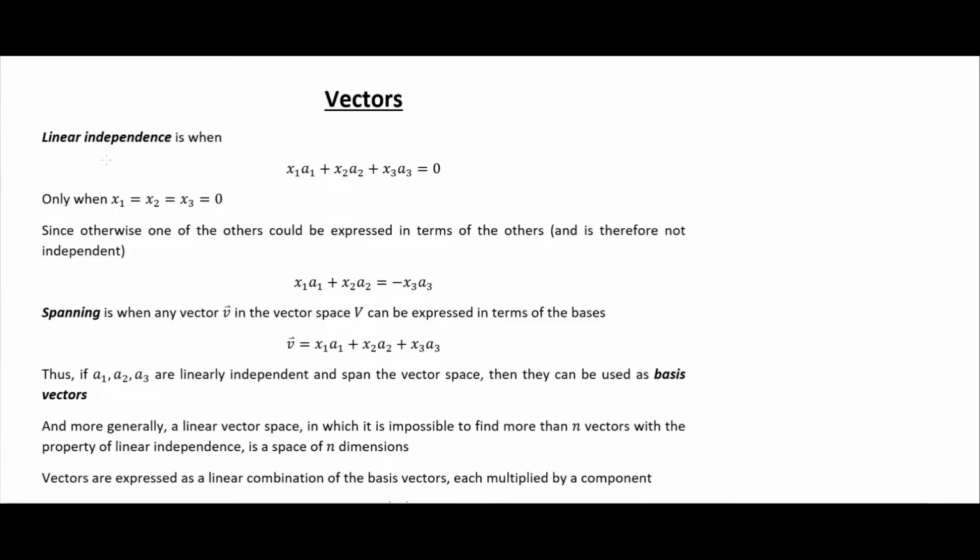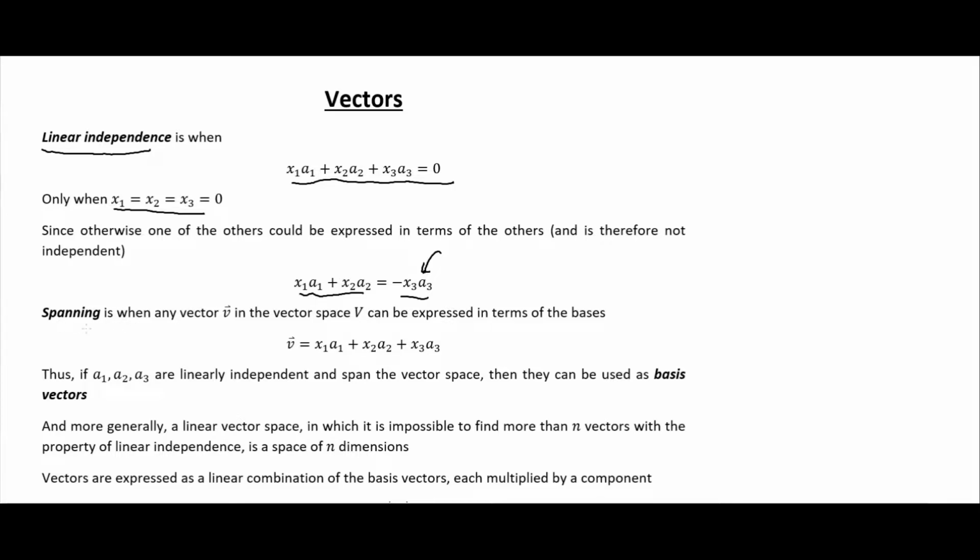And so the first thing to talk about is linear independence. So we want our basis vectors to be linearly independent, and we want them to span. And so linear independence is when we have our basis vectors times these components x here being equal to 0 only when all three of the components are 0. Because if that wasn't true, then we could express this one in terms of the other two, and therefore this one would not be independent. And so we need that to be linearly independent. We can't express one of our basis vectors in terms of the others.